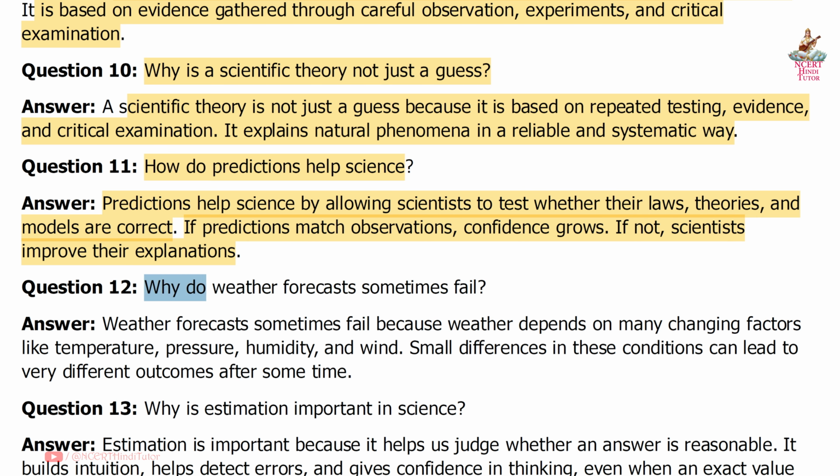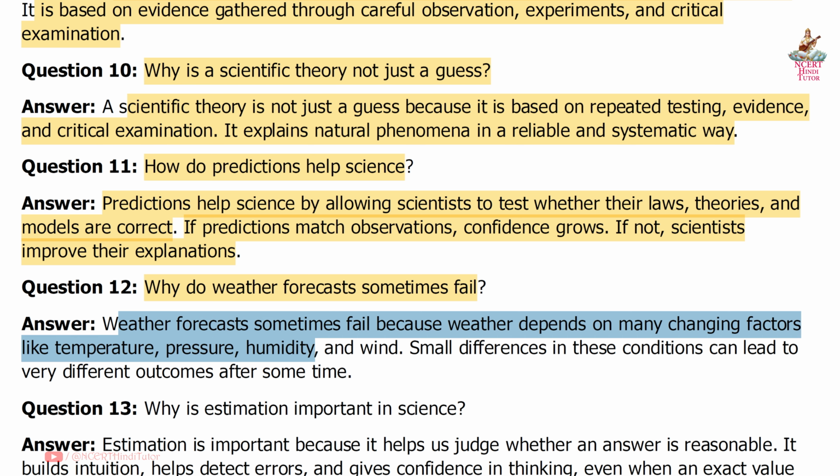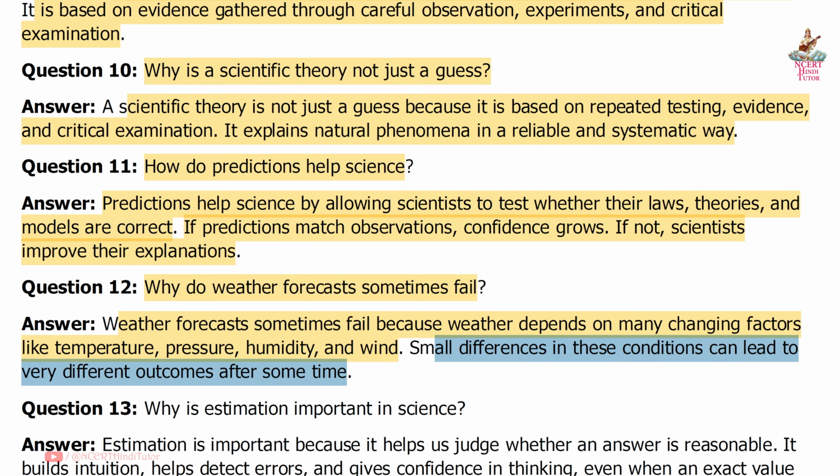Question 12. Why do weather forecasts sometimes fail? Answer. Weather forecasts sometimes fail because weather depends on many changing factors like temperature, pressure, humidity, and wind. Small differences in these conditions can lead to very different outcomes after some time.